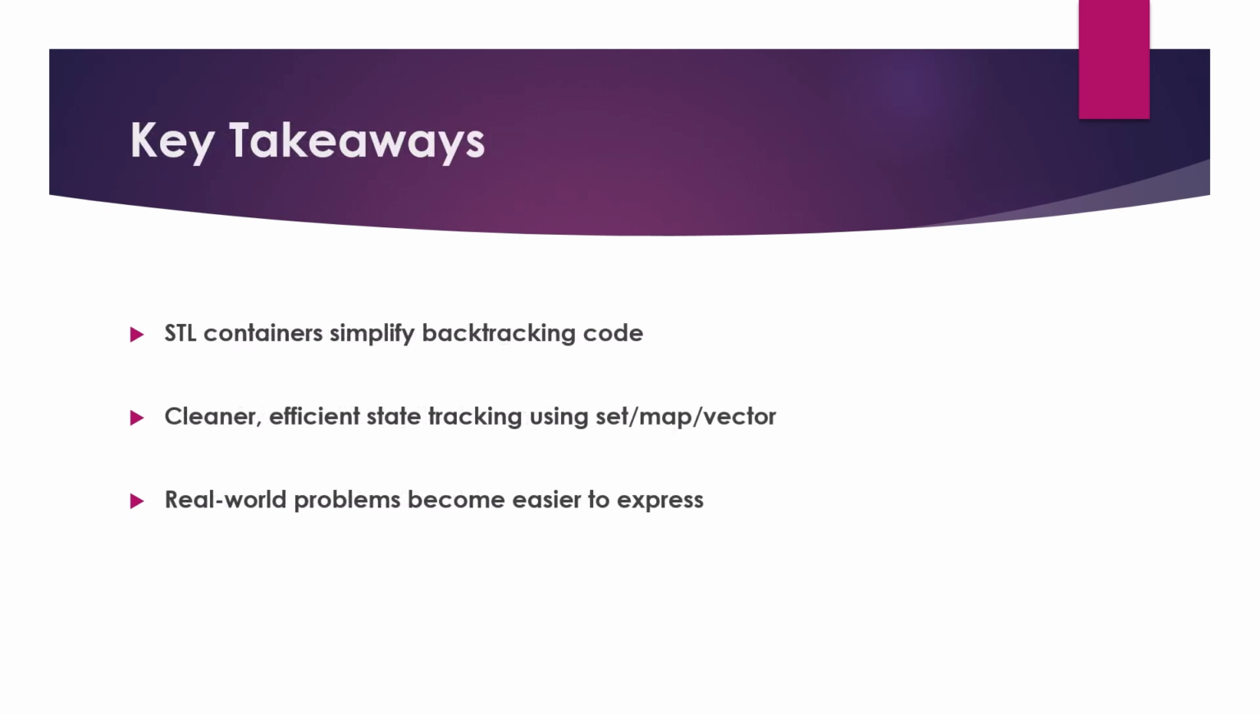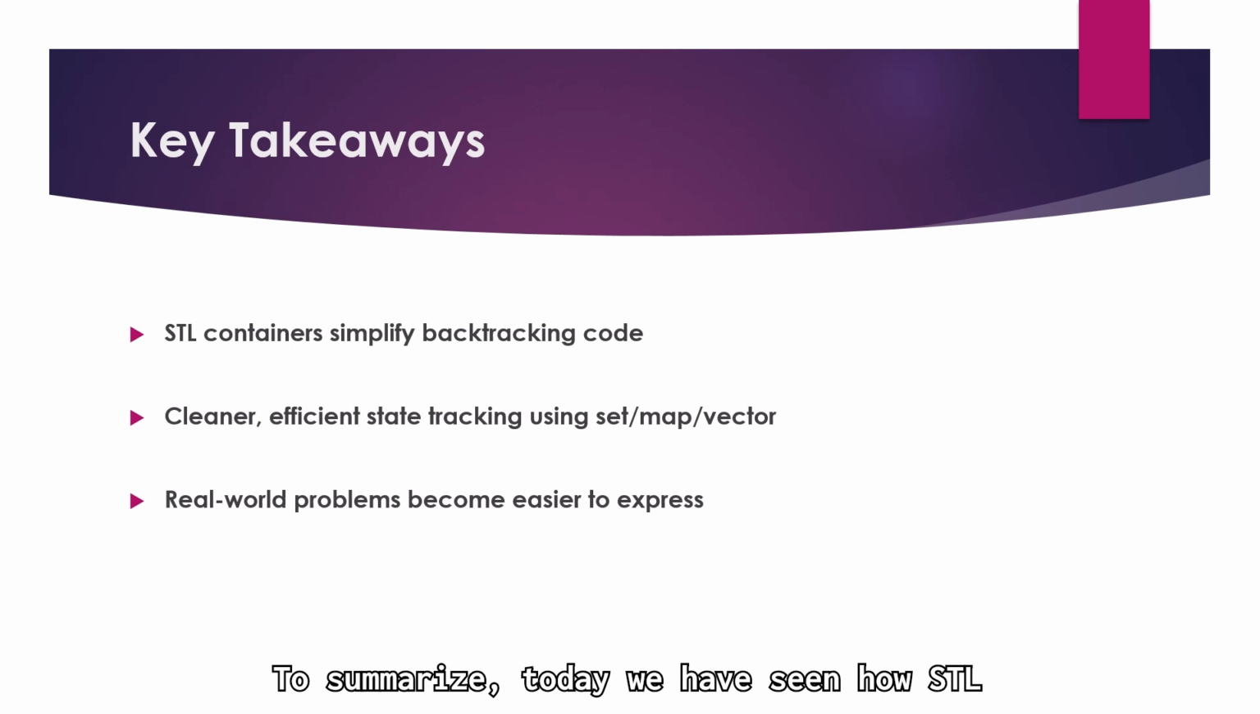To summarize, today we have seen how STL containers like vector, set, and map can be used to simplify backtracking algorithms. These containers help manage the state, track constraints, and make the code cleaner and more efficient. Backtracking is a powerful technique for solving many types of constraint-based problems, and STL helps you implement these solutions quickly and easily.